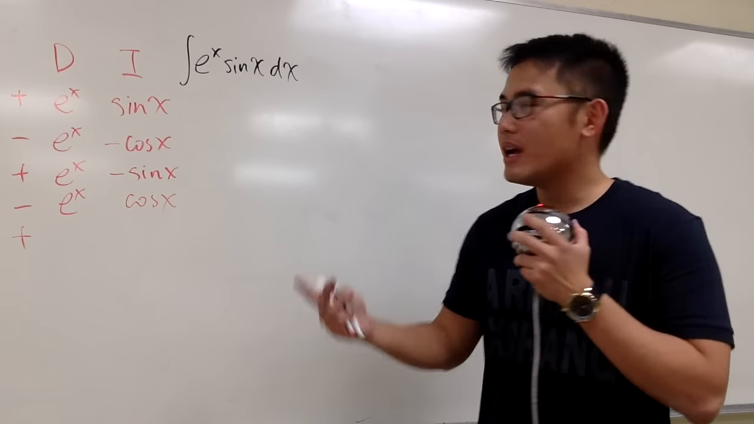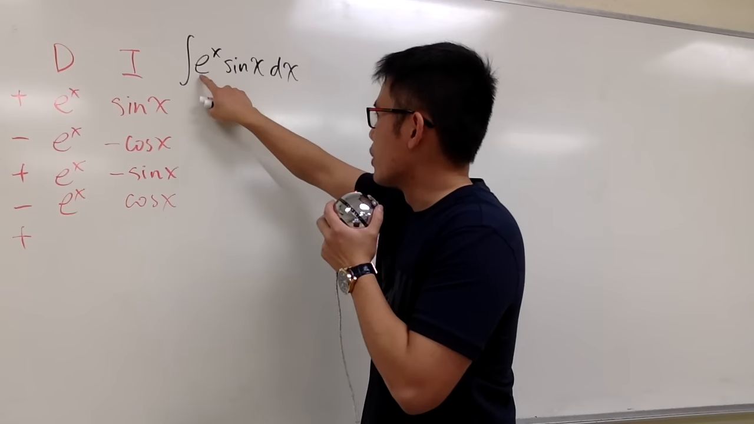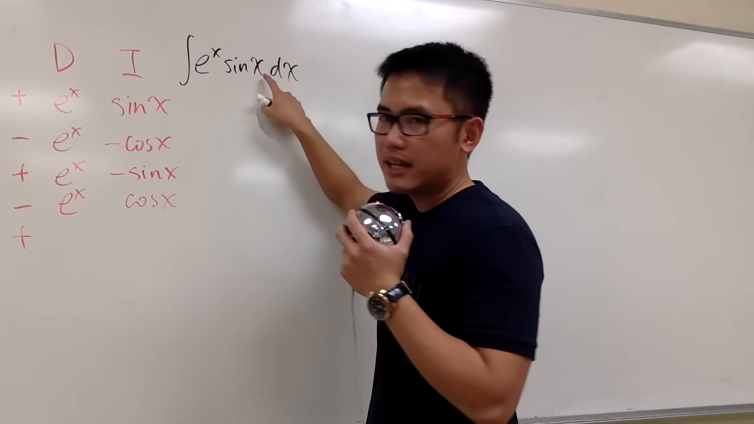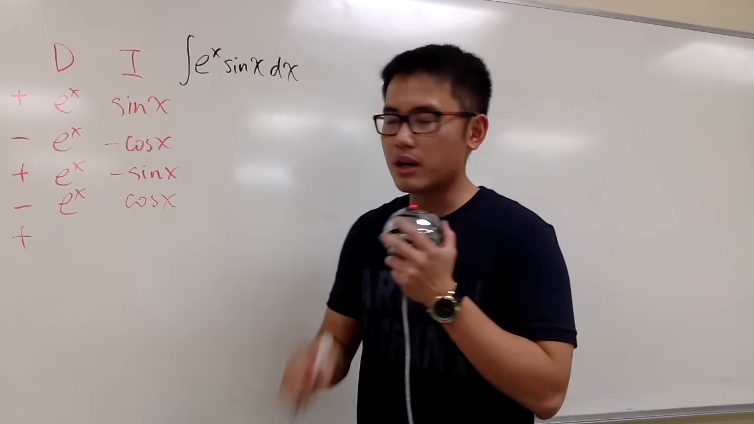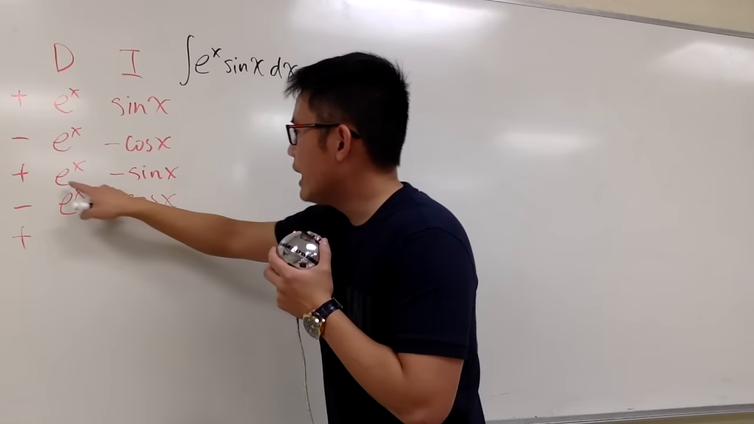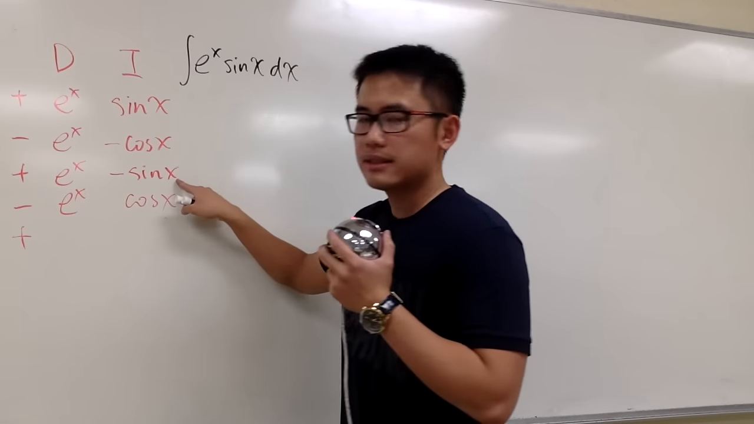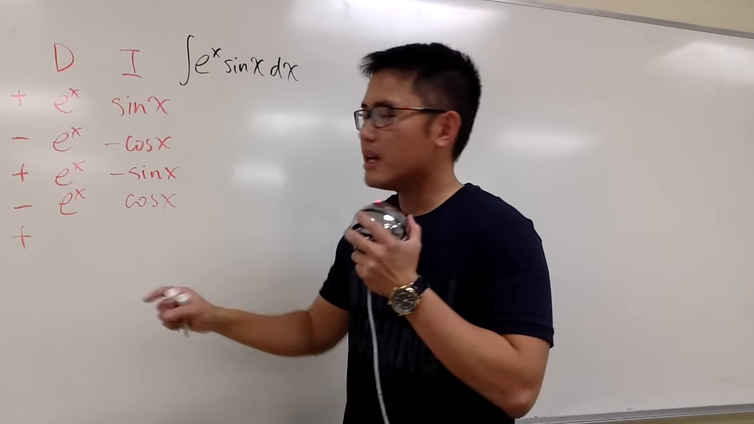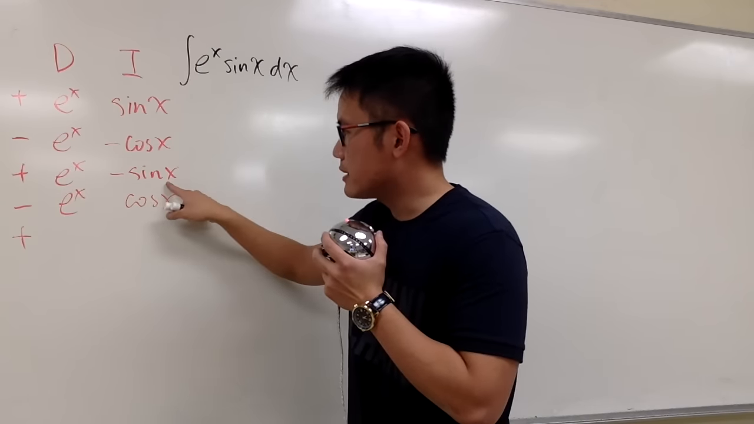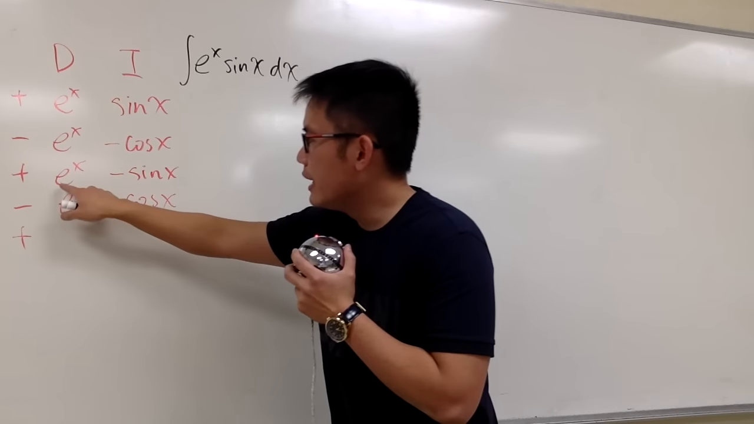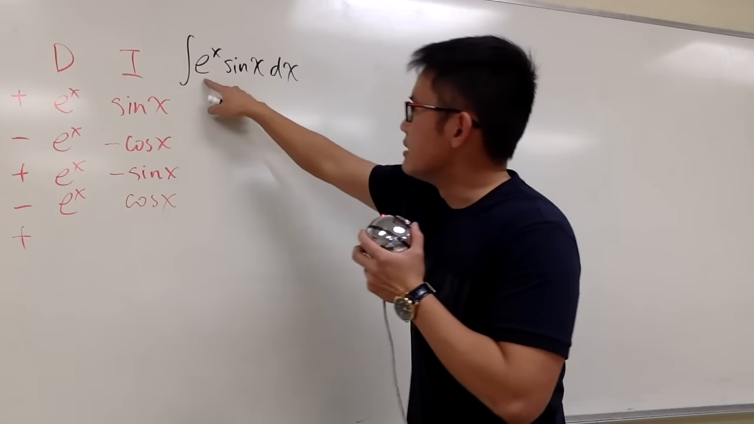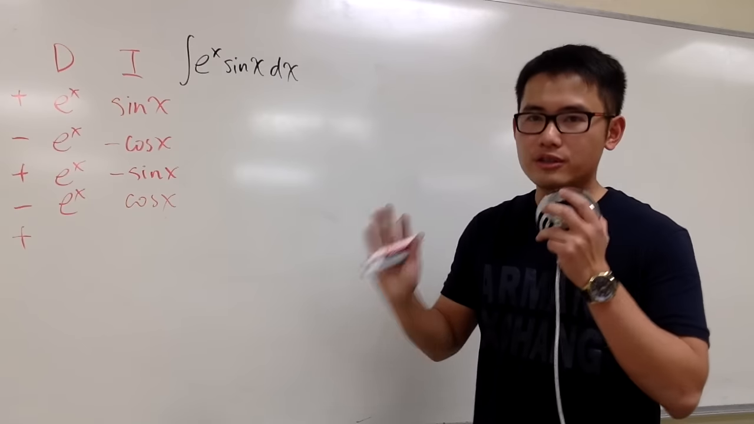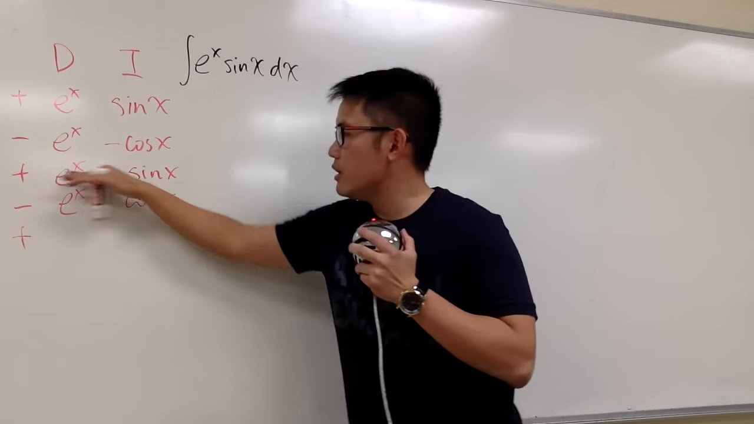Third stop. Look at the original integral. We have e to the x times sine x. And pay attention to the function part. In this row, we have e to the x sine x. Just a function part, okay? I don't care about the positive sign and negative sign. When the function part repeats, we stop. You see, e to the x sine x, it's the same as the original. So we stop right here on this row.